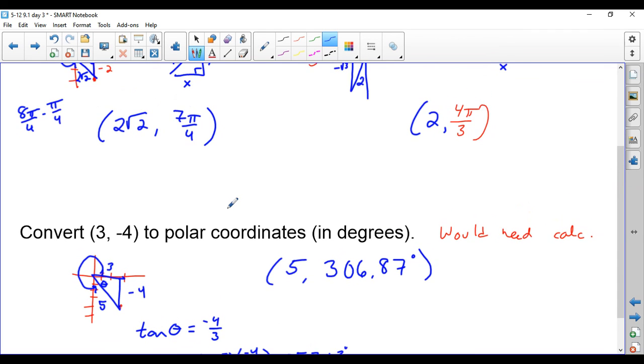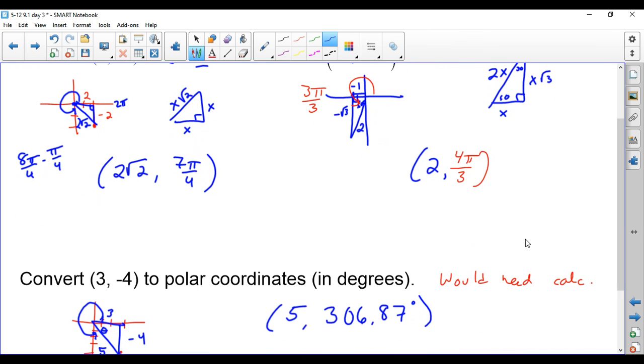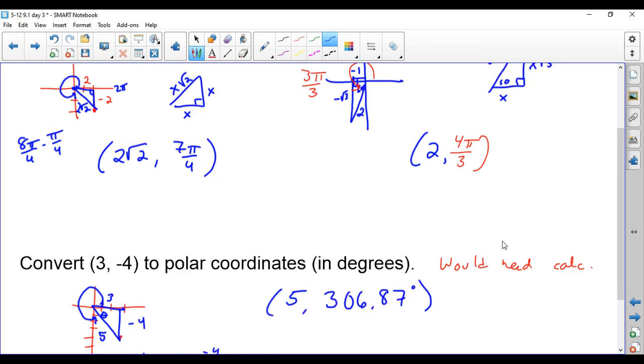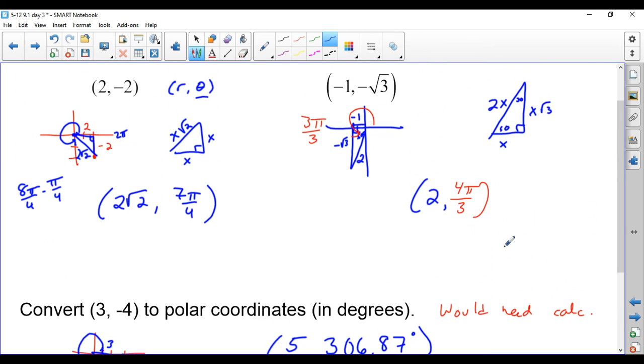For your homework, you're going to focus on these problems where they come out exact, but I want to remind you that not every point can fit on a 30, 60, 90, or 45, 45, 90 triangle or as a multiple of one of those angles.